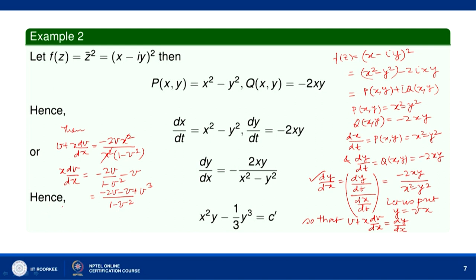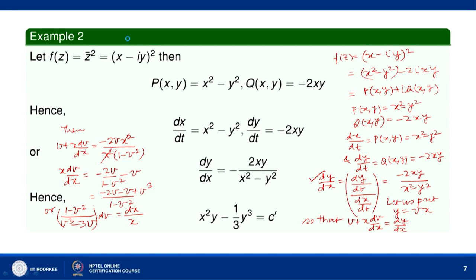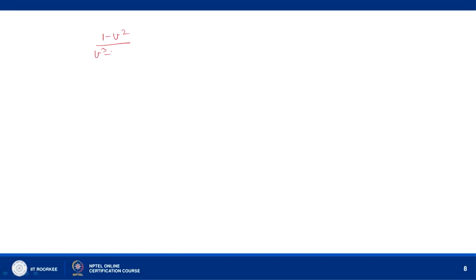Now, separating the variables x and v, we have 1 minus v square divided by v cube minus 3v dv equal to dx by x. Okay. Now, you can see we have (1 minus v square) upon (v cube minus 3v) dv equal to dx over x. So we can break it into partial fractions and then integrate.